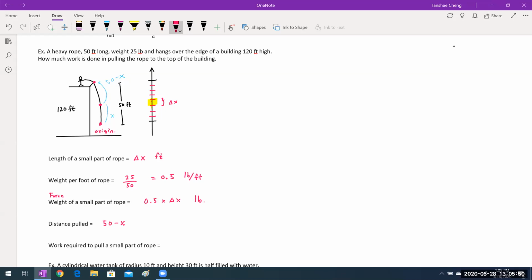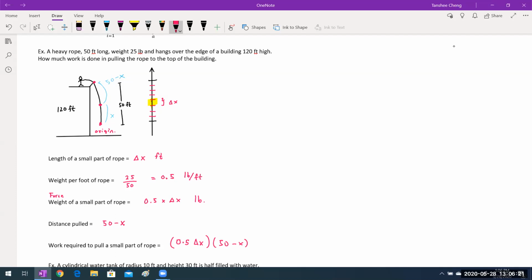So to move this small part of the rope all the way up to the top of the building, the work required will be the force, which is 0.5 times delta x, times the distance, which is going to be 50 minus x. So that's basically the work required to pull this little small portion all the way to the top.